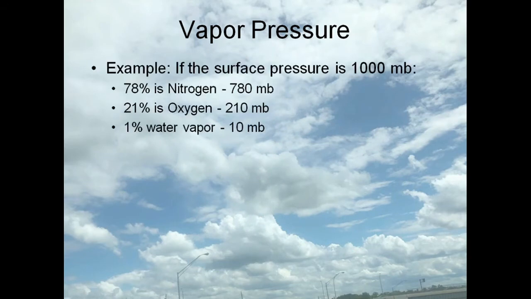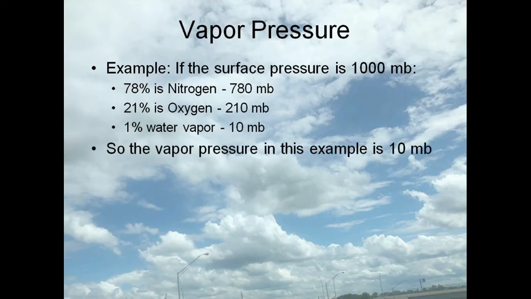So for example, if the surface pressure was 1,000 millibars, 78% was nitrogen, that would be 780 millibars. 21% of that's oxygen, that's 210 millibars, and 1% water vapor, that's 10 millibars. Then your water vapor pressure is 10 millibars.